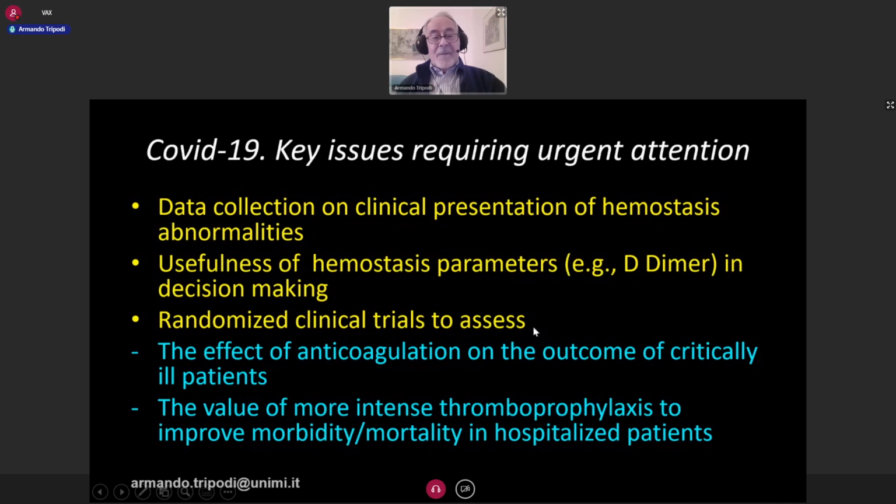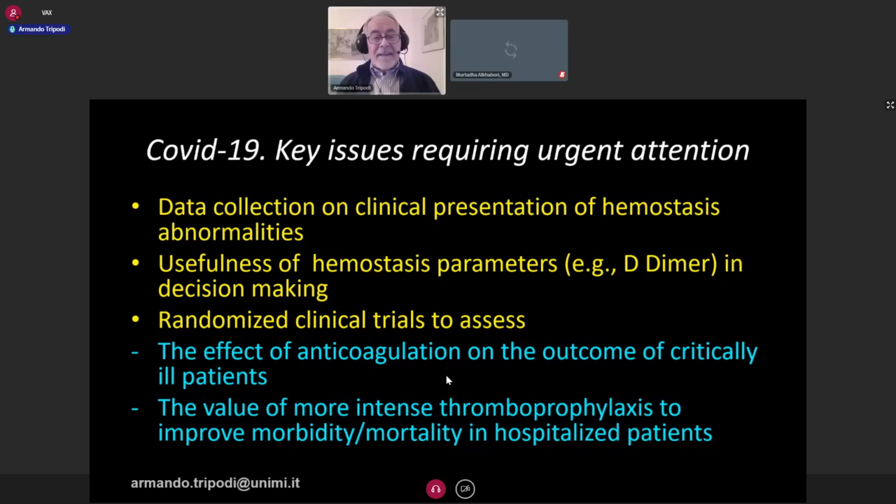And finally, probably it is most important to organize randomized clinical trials in order to assess the effect of anticoagulation on the outcome of critically ill patients, and also, probably more important, the value of more intense thromboprophylaxis to improve morbidity and mortality in hospitalized patients. At the moment, this area is really not very well explored because some clinical trials have been initiated, but actually at the moment there are no results. So I think that in the near future we'll know much more on this aspect.